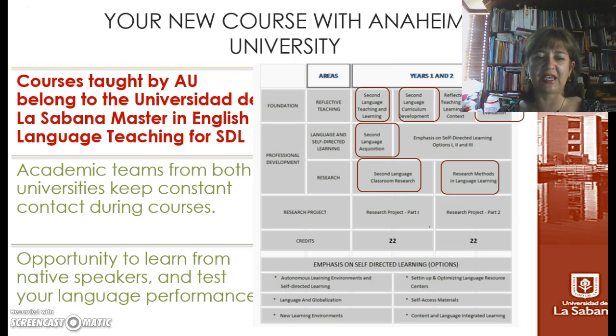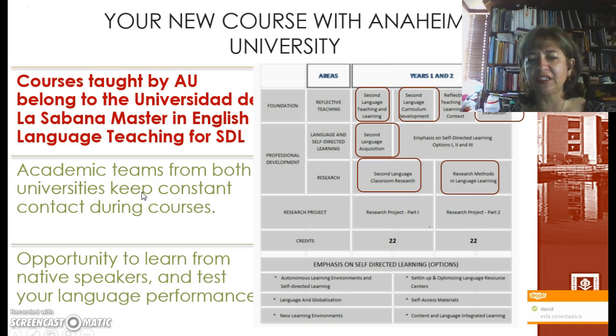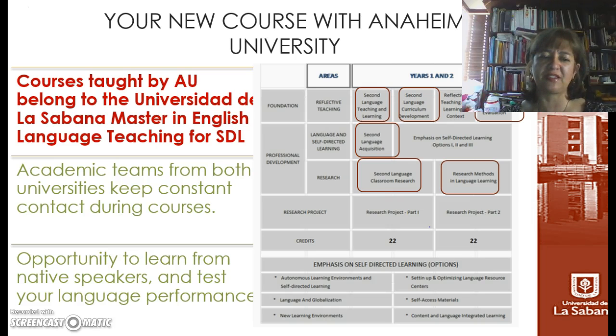Please don't see these as two separate programs. They are part of the same program, but the courses are administered by a second university, in this case our partner, Anaheim University. Both academic teams are also in constant contact during courses. Whatever happens to the course, we know it at Savannah, and whatever happens to you, we communicate to Anaheim. So it's very important that you keep contact with Savannah so we can also contact Anaheim, and vice versa.